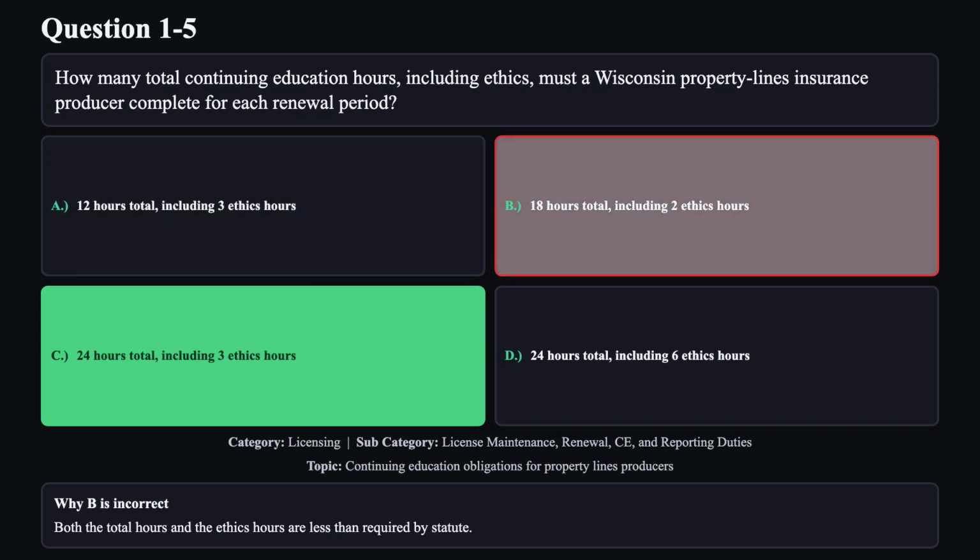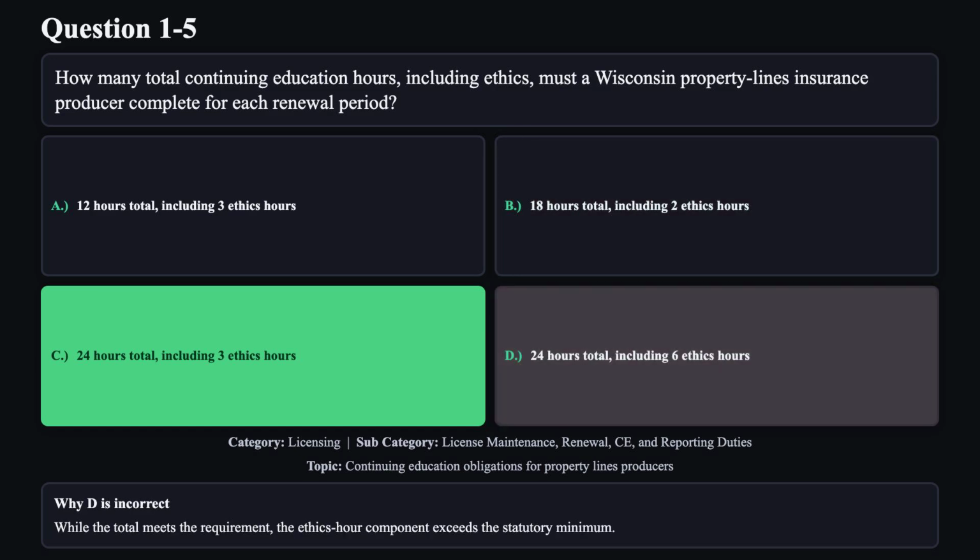Reason B is not correct. Both the total hours and the ethics hours are less than required by statute. Reason D is not correct. While the total meets the requirement, the ethics hour component exceeds the statutory minimum.